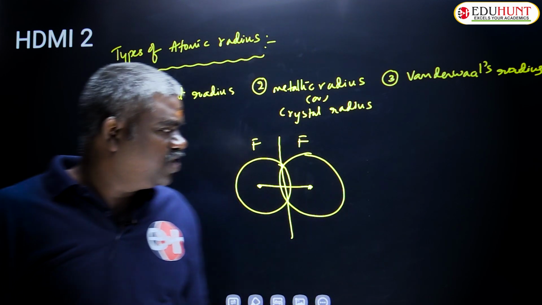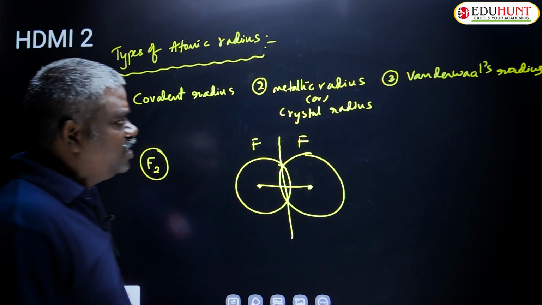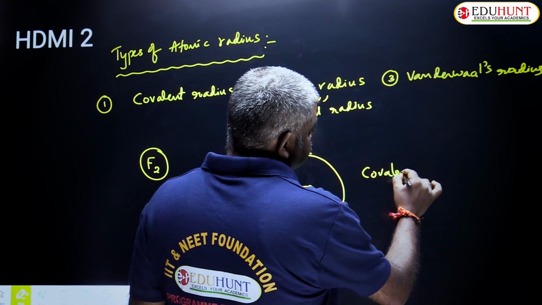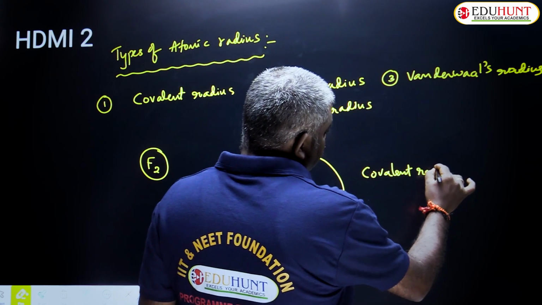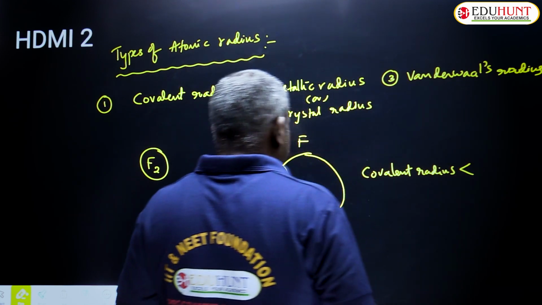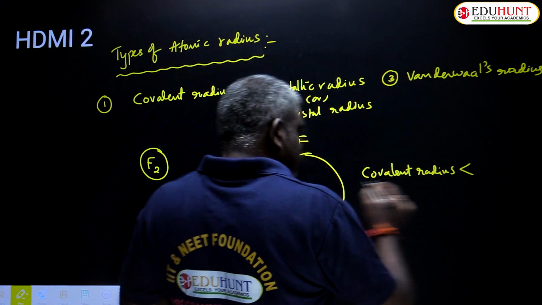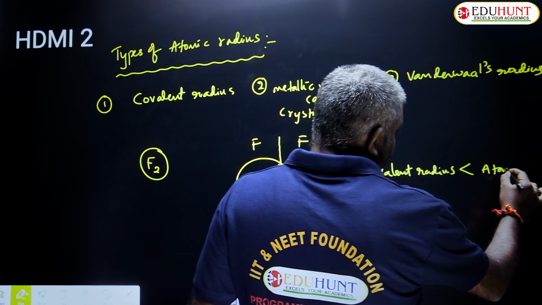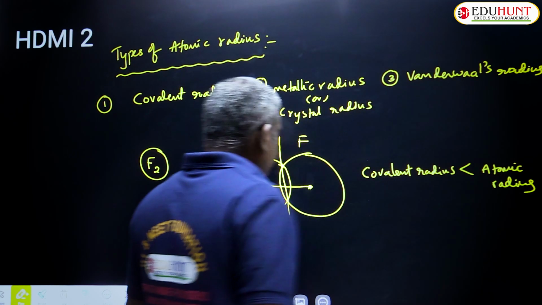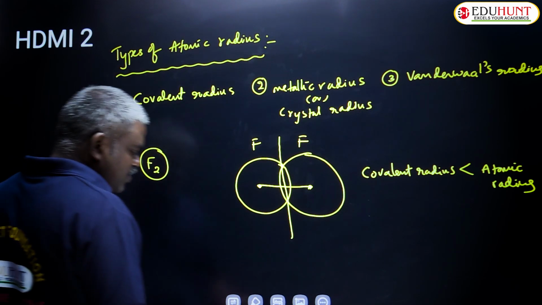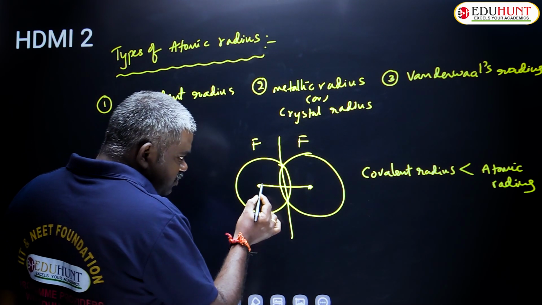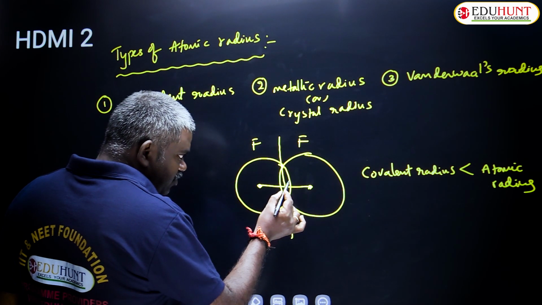In the case of covalent radius, the covalent radius is always less than the atomic radius, because the atomic radius is more. Why is the atomic radius more? For example, if you compare the atomic radius, from here to here, it is known as atomic radius.